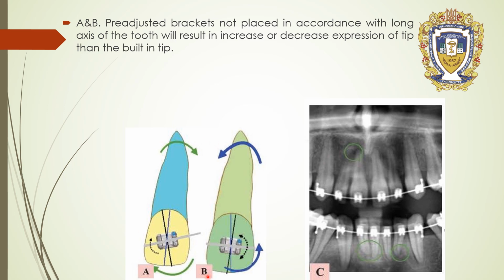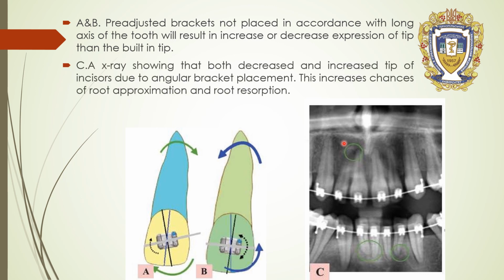Picture B. Pre-adjusted brackets not placed in accordance with the long axis of the tooth will result in increased or decreased expression of the built-in tip. Picture C, panoramic X-ray. An X-ray showing both decreased and increased tip of incisors due to angle of bracket placement. This increases chances of root approximation and root resorption.